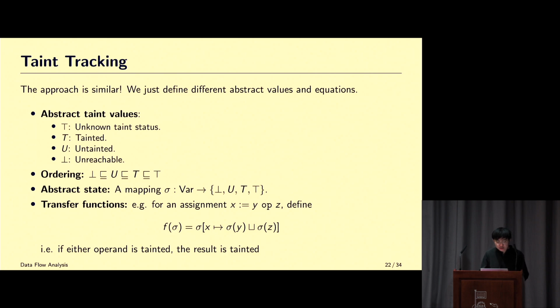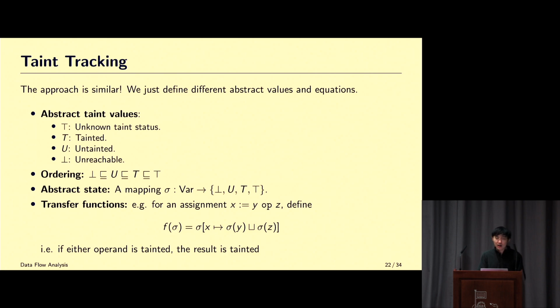Well, the approach is actually similar. You just have to define different abstract values and equations. Again, like in the sign analysis example, we had the abstract values as plus, minus, whatever. Here we have taint values, which are just unknown taint status, tainted, untainted, or unreachable code. And again, you define an ordering on those, and then your abstract state for each point in the CFG is just a mapping from the variable to the abstract taint values.